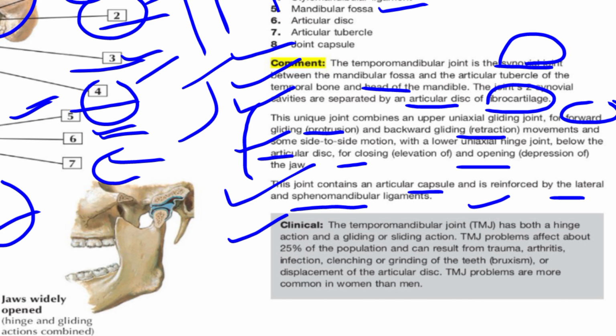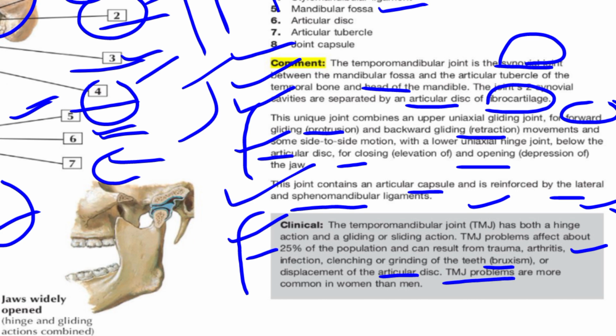The TMJ, or temporomandibular joint, has both a hinge action and a gliding or sliding action. TMJ problems affect about 25% of the population and can result from trauma, any kind of arthritis, infection, clenching or grinding of the teeth, which we call bruxism, or displacement of the articular disc. These are the abnormal conditions associated with the TMJ.